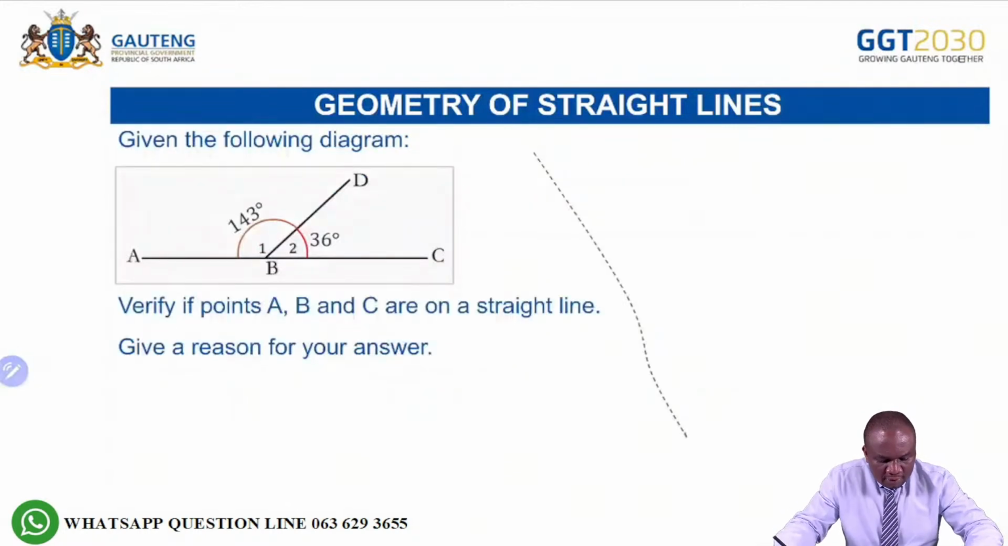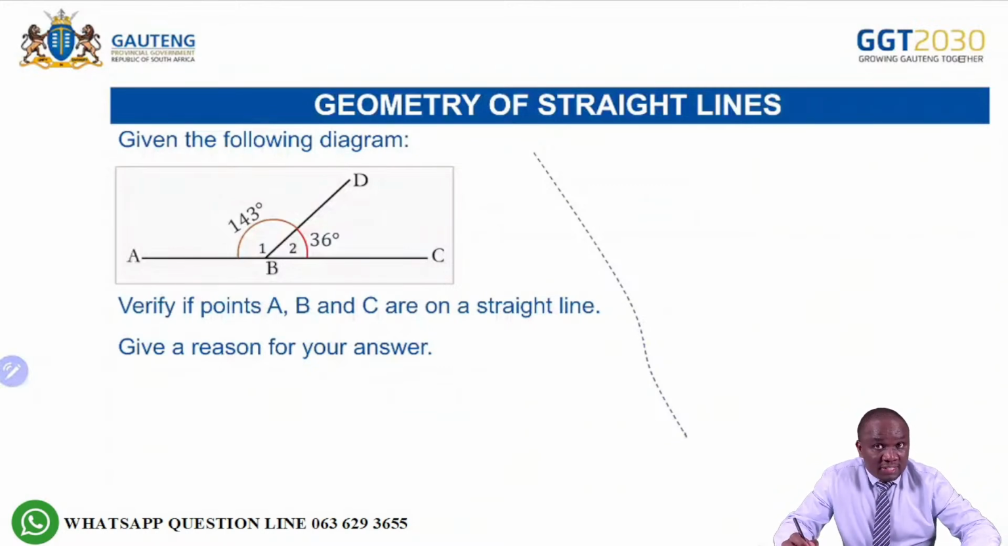Given the following diagram, verify if points A, B, and C are on a straight line. Give a reason for your answer. We have been given angles B1 and B2. Is A, B, C a straight line? Can you try to verify this? Let's do that in 1 minute, then we'll discuss after that.